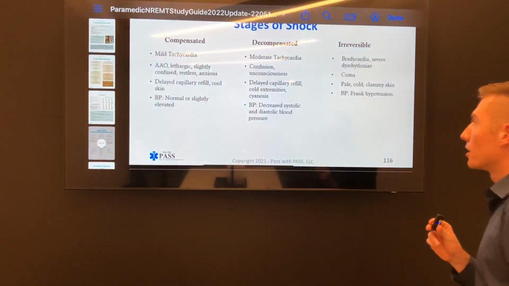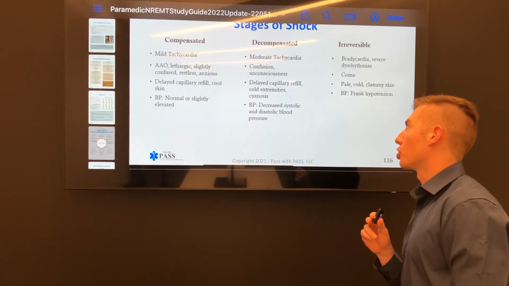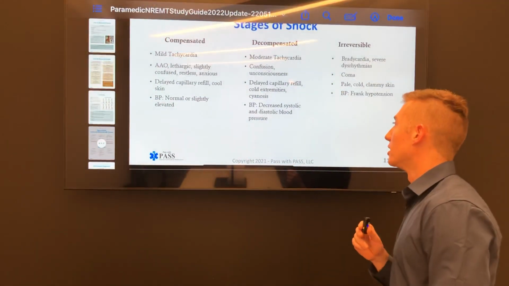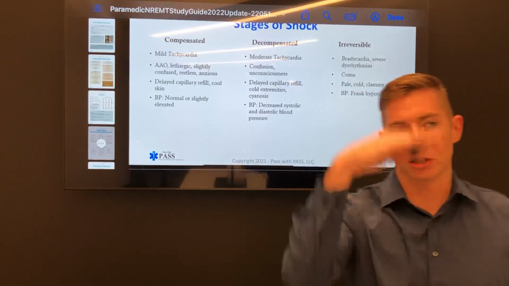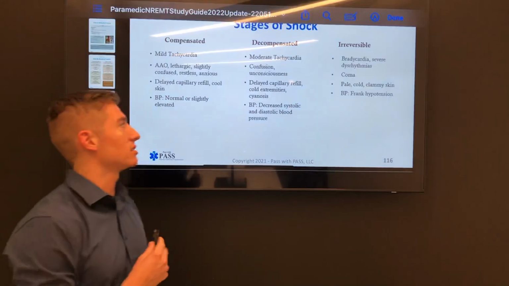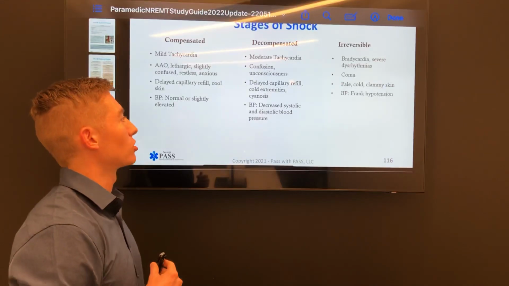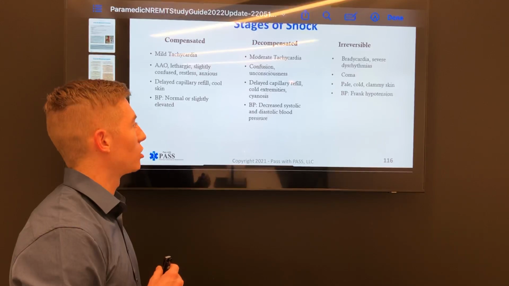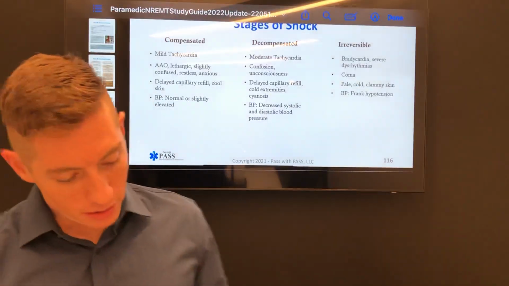Decompensated shock. You're going to have moderate tachycardia, so the heart's going to be beating faster, confusion, unconsciousness, delayed cap refill, cold extremities, cyanosis, that graying or bluish tint of the skin, BP decreased, systolic and diastolic blood pressure. That's why we would give fluid, so we could increase BP. Irreversible: bradycardia. The heart's tired at this point and it is slowing down. Severe dysrhythmias, coma, pale, cold, clammy skin. BP, frank hypotension. I don't know what frank means.